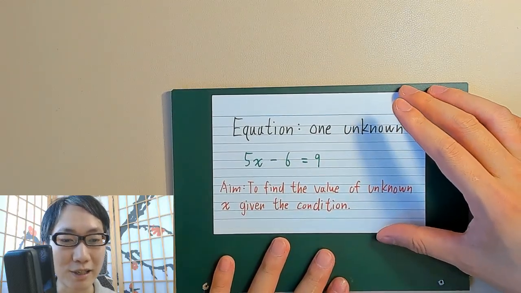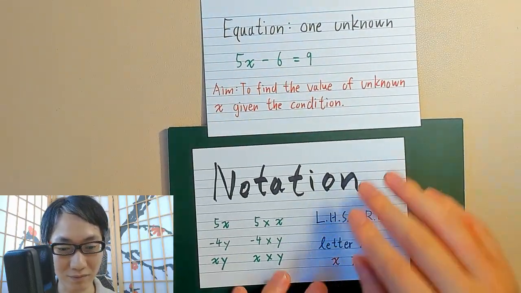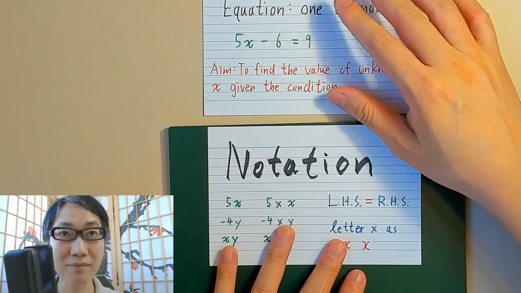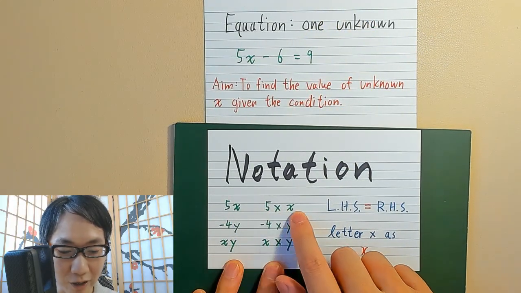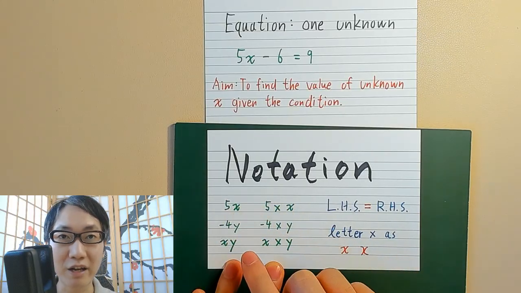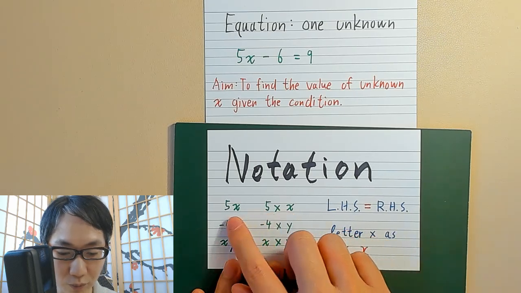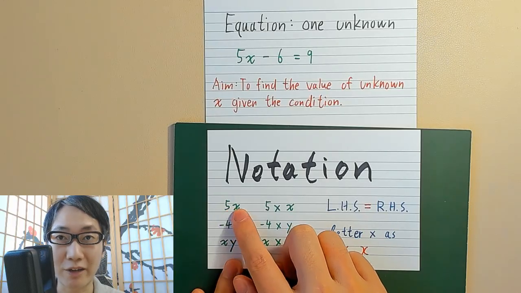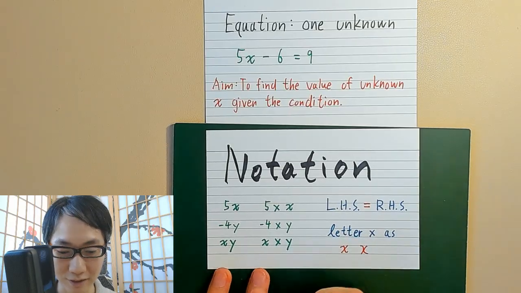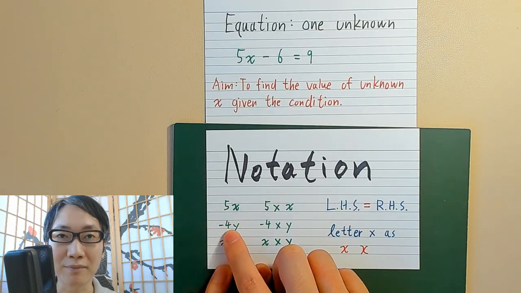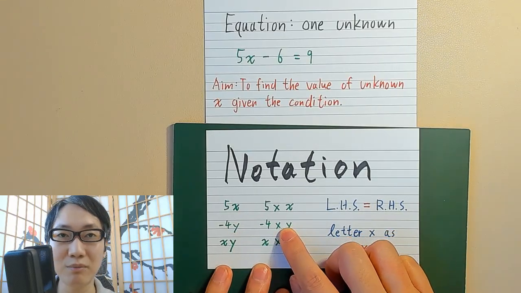So first, let's talk about the notation. This is 5x, which means 5 times x. It's always 5x, never x5. The multiplication symbol is omitted. We have 5x, we can't write x5 times, so we don't need the multiplication symbol. And this is negative 4y. Similarly, it's negative 4 times y. The multiplication symbol is omitted.